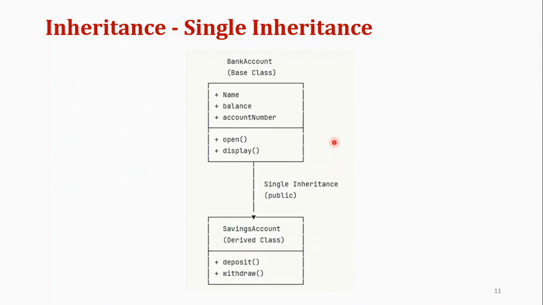A good example is bank account as the base class and savings as the derived class. So savings account is inherited from the bank account. The customer name, balance, and account number can be used in the derived class. For single inheritance, you have to inherit in public. This is actually a class UML diagram. So plus is public, plus is public. Okay.